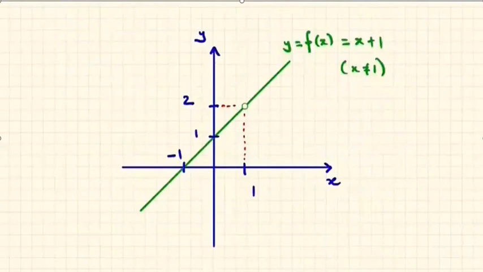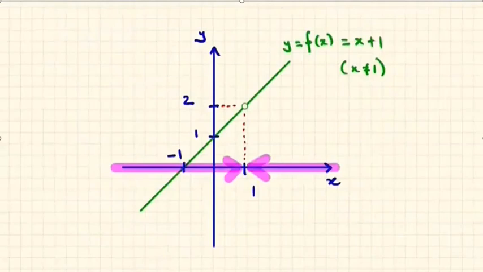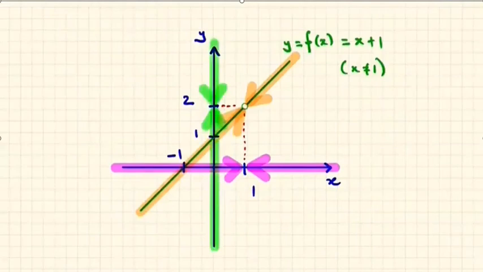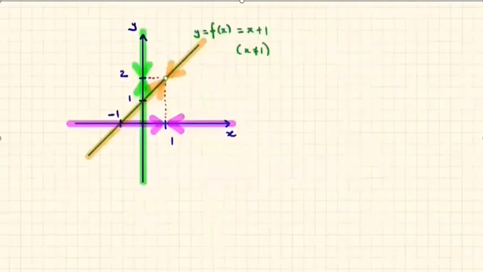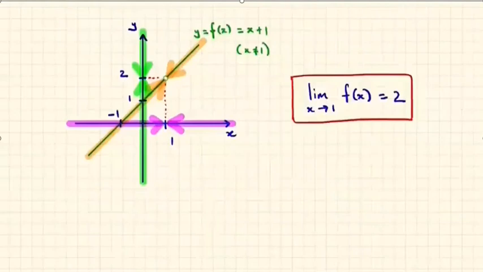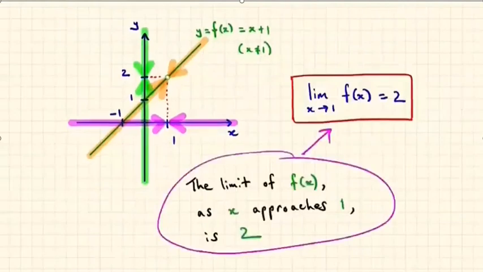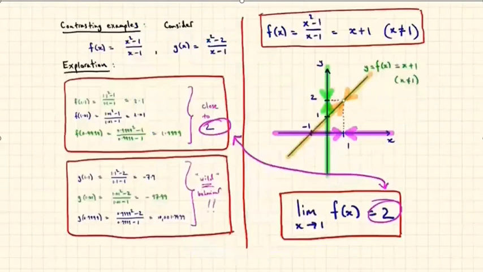Observe that as x approaches 1 from either side, we slide up and down the line, approaching the hole, while at the same time the value of y approaches 2 on the y-axis. We use limit notation and say that the limit of f(x) as x approaches 1 is 2. This confirms what we anticipated from our exploration.